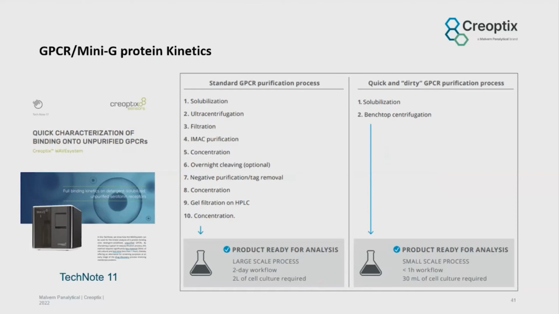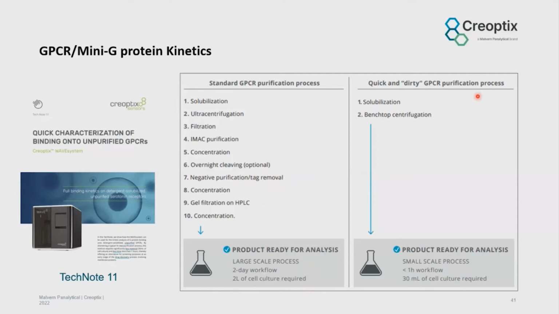So here I'd like to talk about our TechNote 11, which is the quick characterization of binding onto unpurified GPCRs. The standard GPCR purification process is quite long and arduous, where you have a solubilization step, an ultracentrifugation, filtration, IMAC purification, concentration, overnight cleavage, which can sometimes be optional. You have a negative purification tag removal, concentration, gel filtration, and once again another concentration. Then the product is ready for analysis. This is a large-scale process, which is normally a 2-day workflow with 2 liters of cell culture.